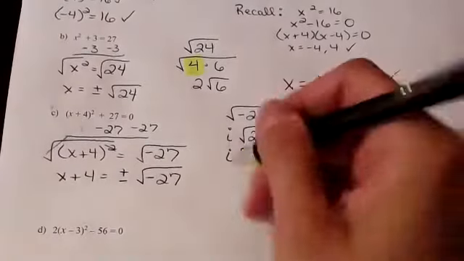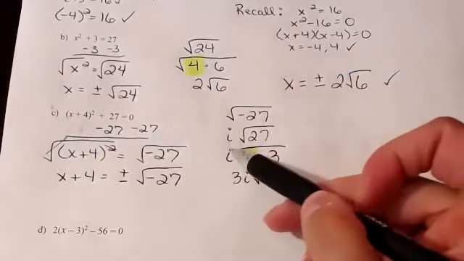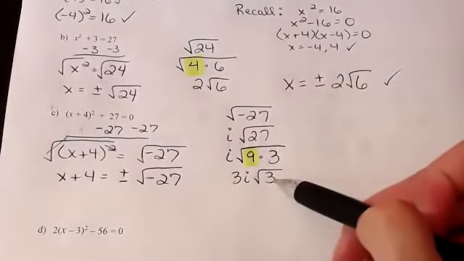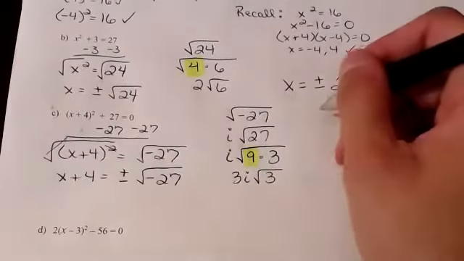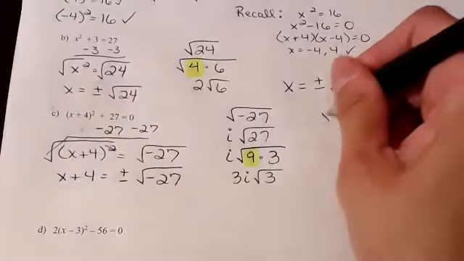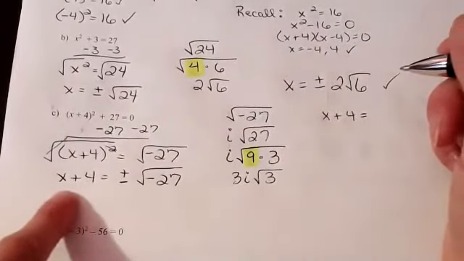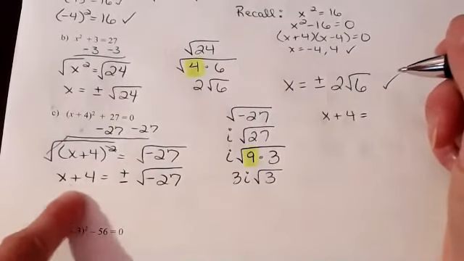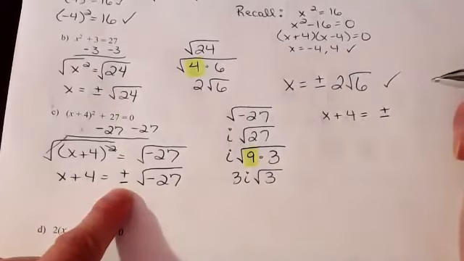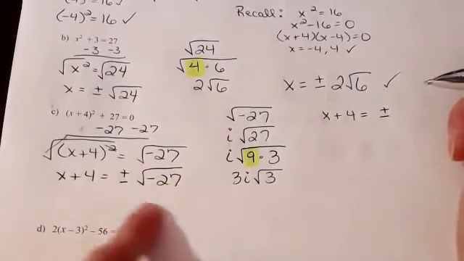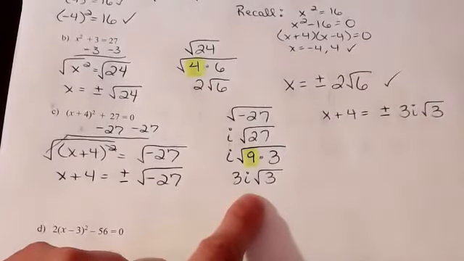When I rewrite this, I get 3i square roots of 3. The square root of 9 is 3. We still have an i. We still have a square root of 3. So what that means is that my answer so far is x plus 4 is equal to, remember, I left this alone. I haven't done anything with this yet, although I will, is equal to positive or negative. And then square root of negative 27 is the same as 3i square roots of 3.